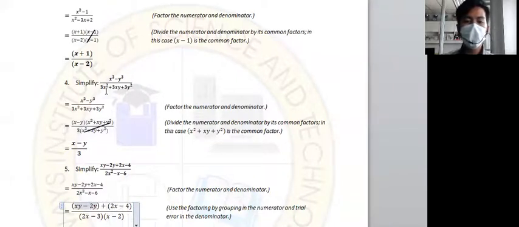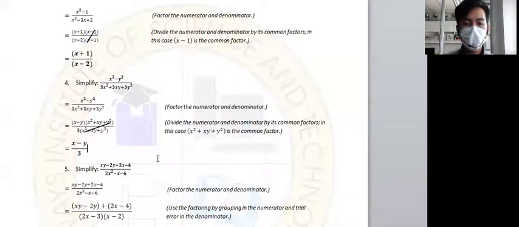Then the factor of 3x squared plus 3xy plus 3y squared is equal to 3 multiplied by the quantity x squared plus xy plus y squared. So we need to divide the common factor which is x squared plus xy plus y squared. So matitira na lang po is x minus y all over 3.